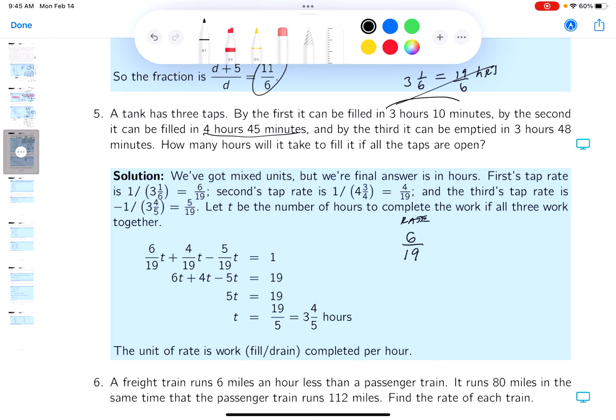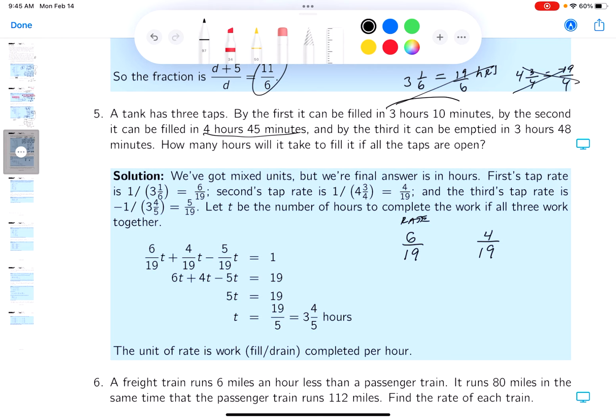So 4 hours and 45 minutes would be 4 and 3/4 of an hour. And again, that's a mixed number. I'm going to go improper fraction. That's 19/4. So the second guy, I said it's a tap, so it can do 4 fills every 19 hours. All right? I'm done with this.